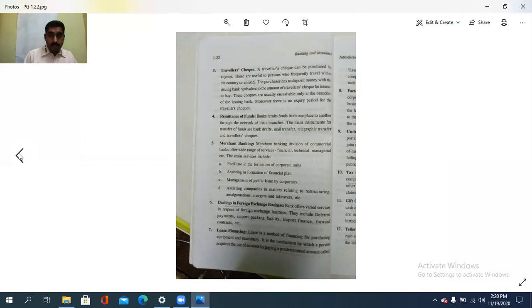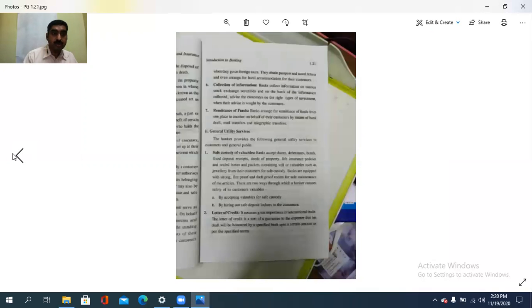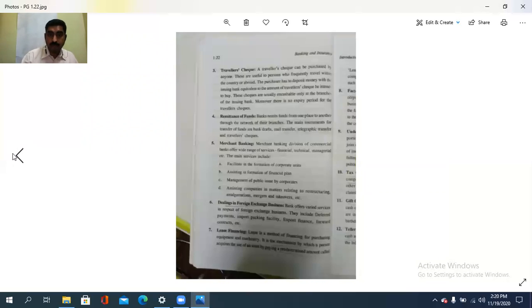So these are some of the substitutory functions or subsidiary functions, general utility services that are to be performed by a commercial bank, like safe custody of valuables, letter of credit, traveler's check, remittance of funds, merchant banking, dealings in foreign exchange business, lease financing, and more. We will see in the next class.